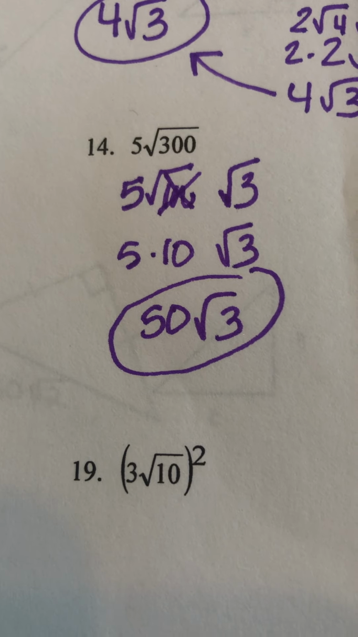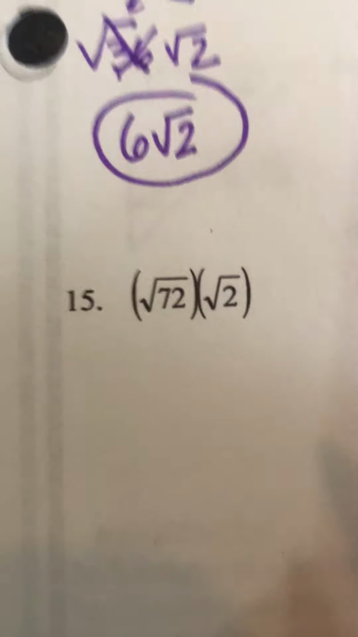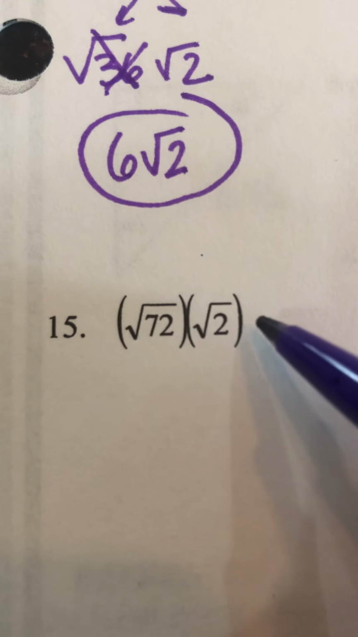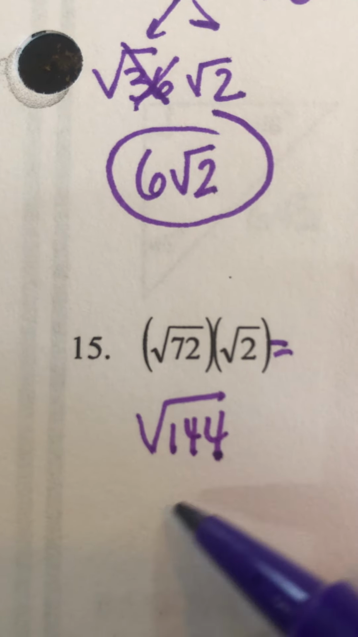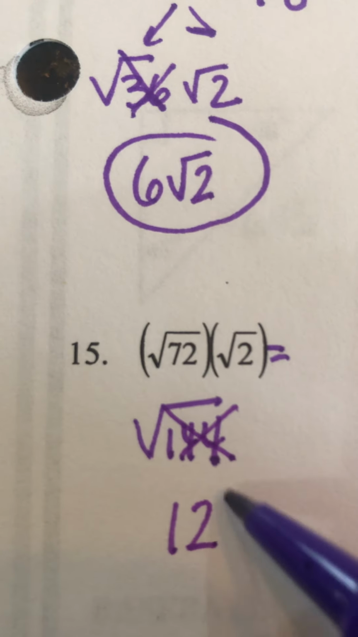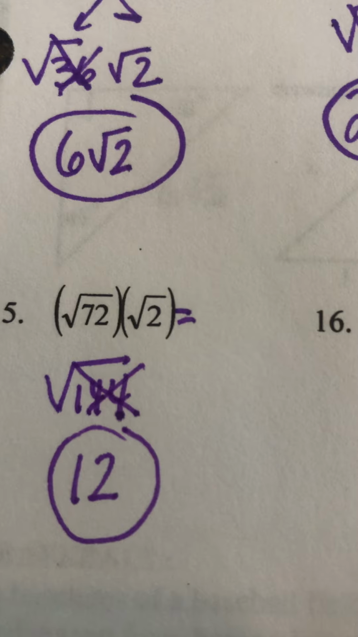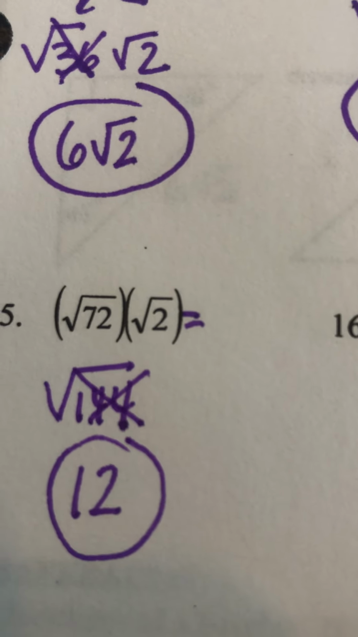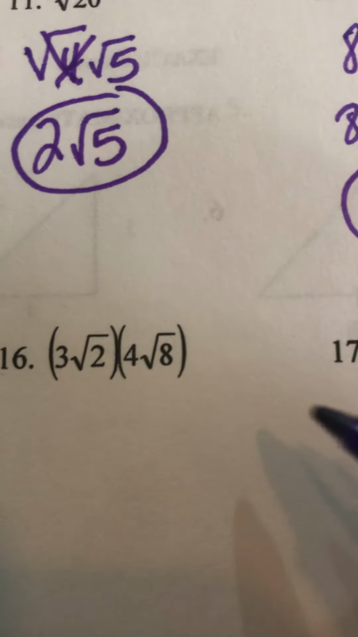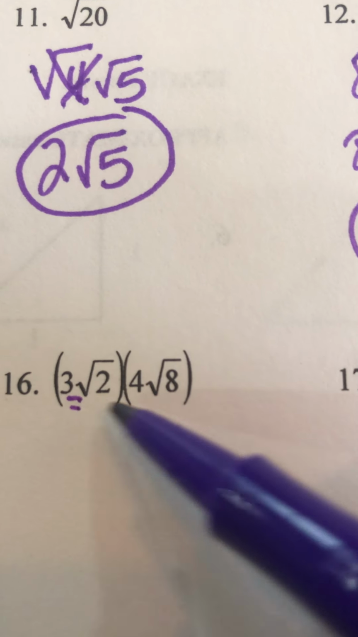The last row's got some harder ones where I say like, okay, we got to multiply those together first, which is 144. And then you're like, oh, wait, that's a perfect square. Square root of 144 is 12. So we kind of put it together, then take it apart. Same thing with 16. Put it together, then take it apart.